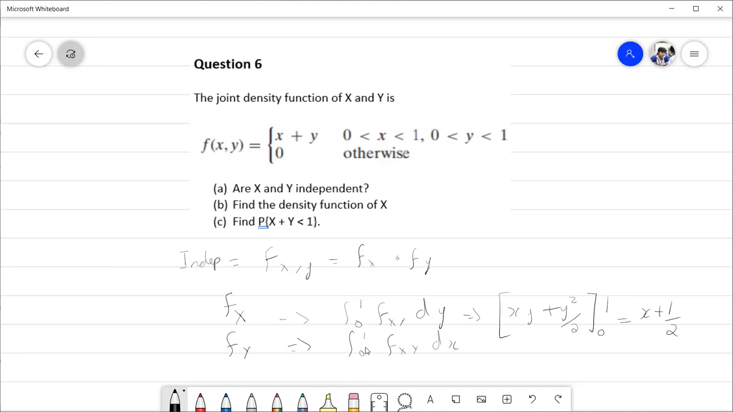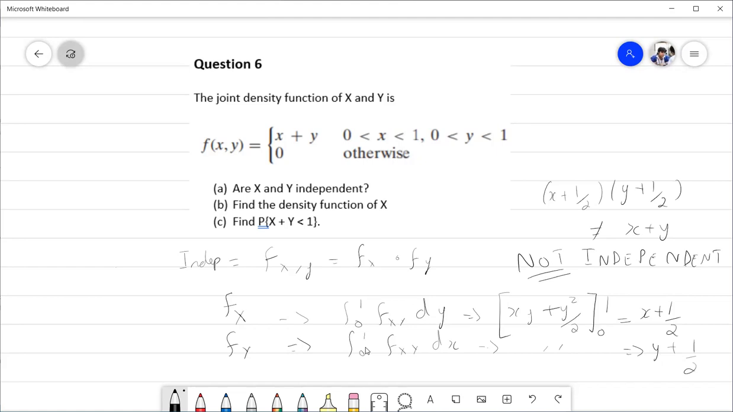For f(y), with respect to y, this would be y plus 1 upon 2. Now, are they the same? x plus 1 upon 2 into y plus 1 upon 2. This is not equal to x plus y. So in that sense these are not independent. Okay. Very simple check. Input the limits and find f(x), find f(y), see if the product is equal to f(x,y).